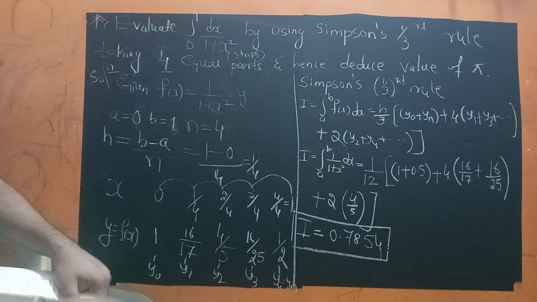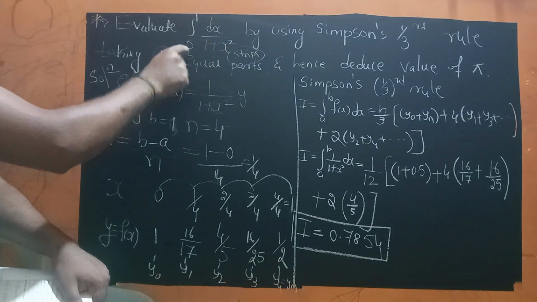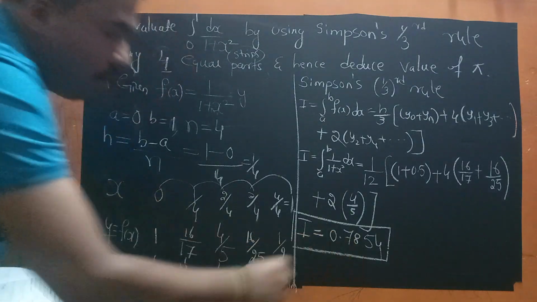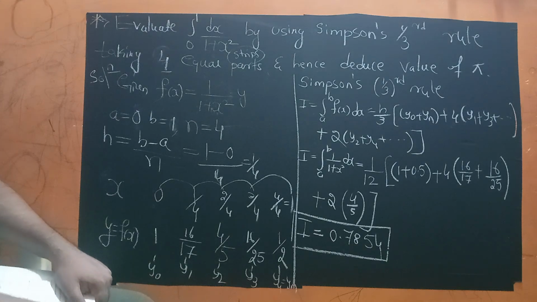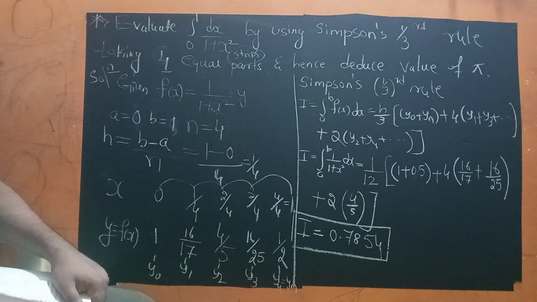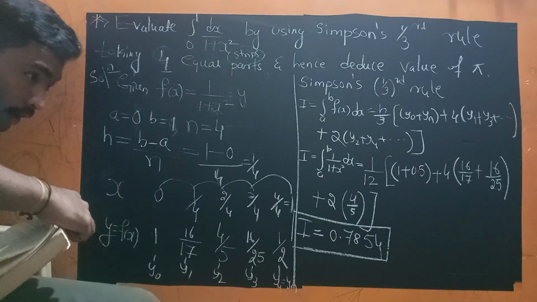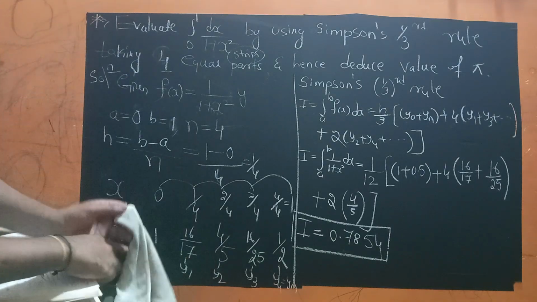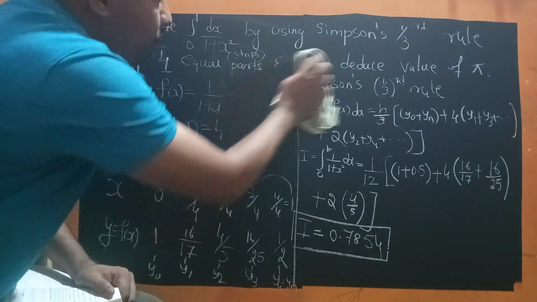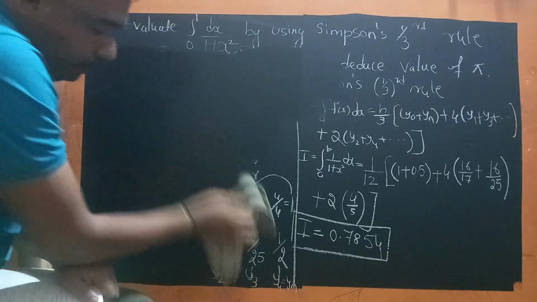So this is the first part of the problem. So for 1 by 1 plus x square under the interval 0 to 1, we have the answer 0.7854 numerically using Simpson's 1/3 rule. After that they have given one more question: also find the approximate value of pi. So that we are supposed to find out. I hope everybody copied this. I'll just erase that part. So we have to find out the approximate value of pi, not pi by 4, only pi.